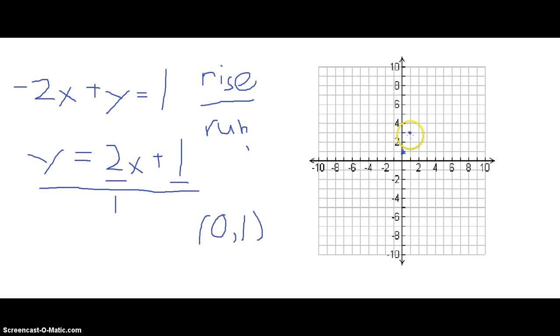Now we can already make our graph, and that's what it would look like. Rise over run is so much fun. Slope-intercept form, one and done. And now we have our graphed linear equation.